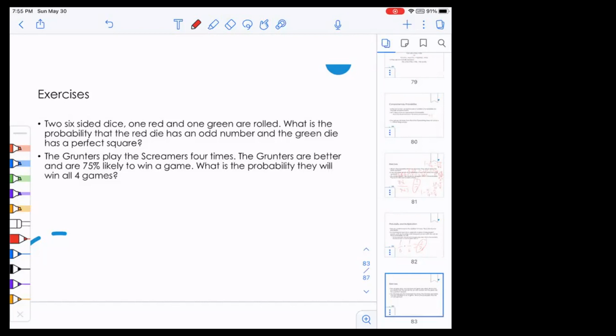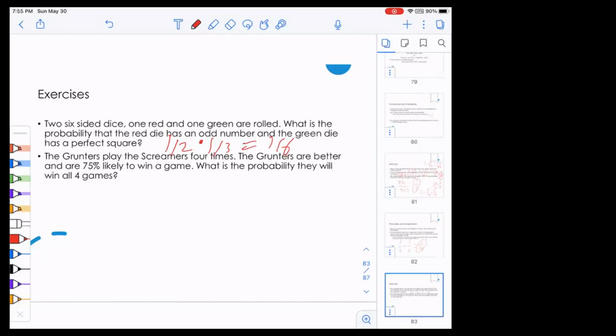Since there's 3 odd numbers out of 6 numbers on the die, that would be a 1/2 chance of an odd number, times the probability that the green die has a perfect square. So there's 2 perfect squares on a die, 1 and 4. That means 2 out of 6, which is 1 out of 3. We multiply these together since they're happening together, and we get 1 out of 6. That's the answer for the first one.